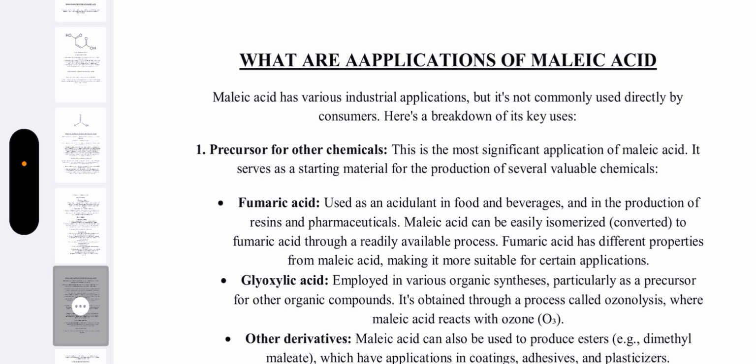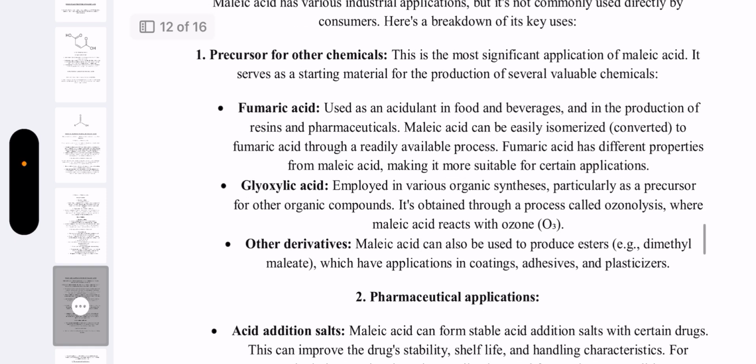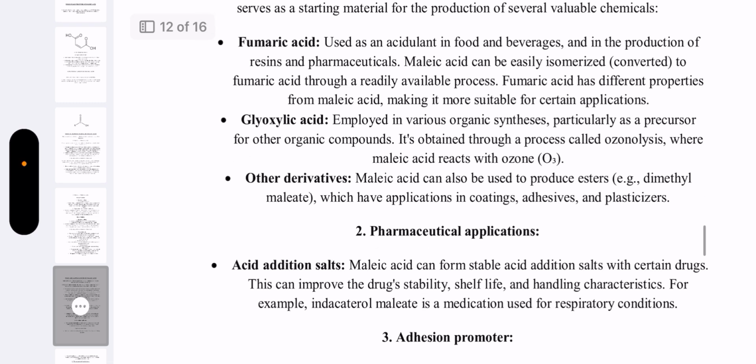In the production of pharmaceuticals, malic acid can be easily converted through various processes. Malic acid has different properties, making it more suitable for certain applications, like oxalic acid, employed in various organic synthesis and in applications for other organic compounds. It is obtained through a process called ozonolysis, where malic acid reacts with ozone. Other derivatives of malic acid can also be used to produce esters, which have applications in coatings, adhesives, and pesticides.